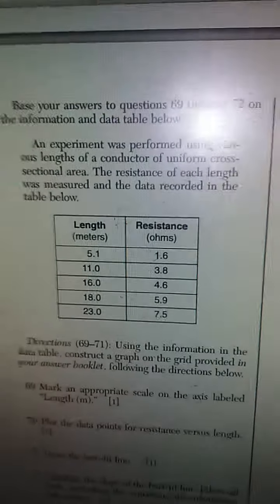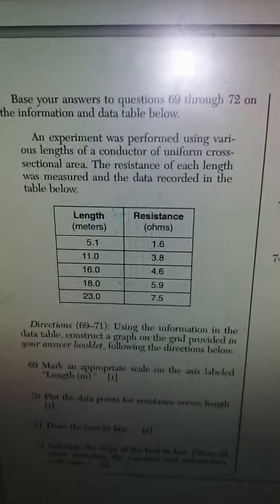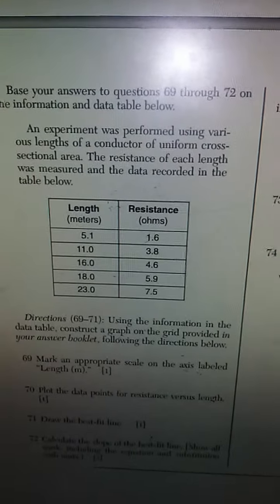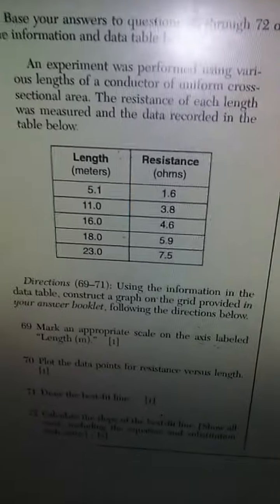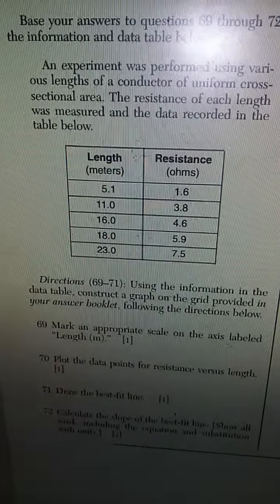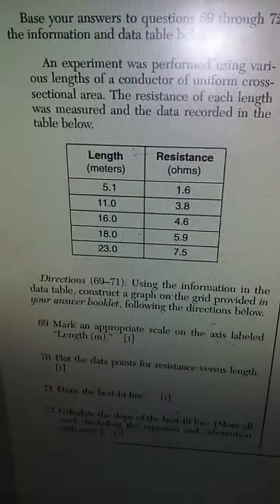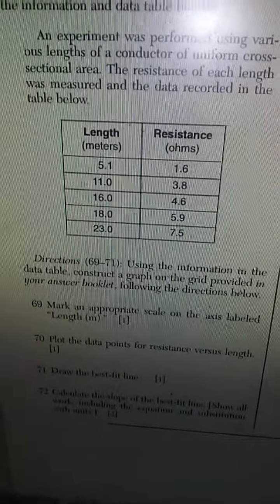Here, an experiment was performed using various lengths of a conductor of uniform cross-sectional area. The resistance of each length was measured and the data recorded in the table below. Using the information in the data, construct the graph on the grid provided in your answer booklet. Follow the directions below. Mark an appropriate scale on the axis labeled length, meters. Alright, so they just want us to create a graph.